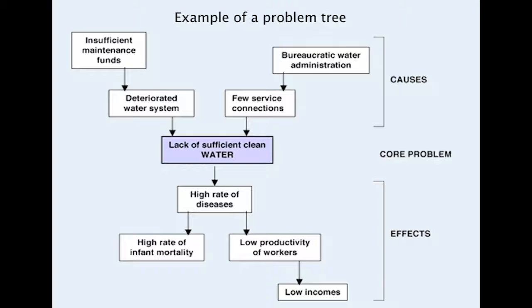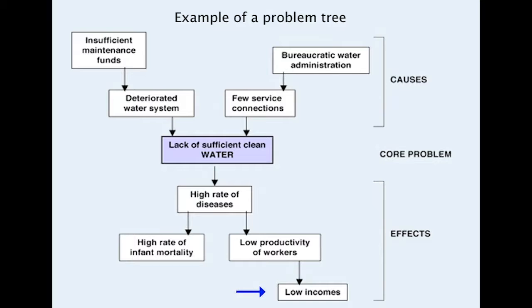Here you can see an example of a problem tree. The core problem: lack of sufficient clean water. What are the causes? Insufficient maintenance funds, deteriorated water system, bureaucratic water administration, hence few service connections. All these are the causes for this problem. And what are the effects of these? High rate of diseases, high rate of infant mortality, low productivity of workers, which leads to low incomes.